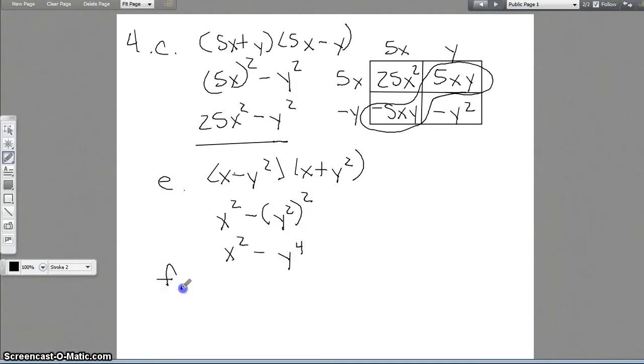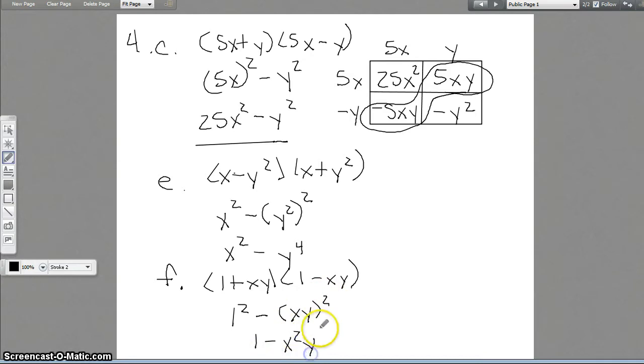Then we're going to work one more part from number 4, which is 1 plus xy times 1 minus xy. Again, we have the sum of two terms multiplied by the difference of two terms. So what we're going to get is the difference of the squares. Our first term is 1, so we're going to square that, and then we're going to subtract the square of our second term, which is xy. 1 squared is just 1. xy squared, we have to raise both of these to the second power. That's going to be x squared y squared. So for number 4, part F, it's 1 minus x squared y squared.